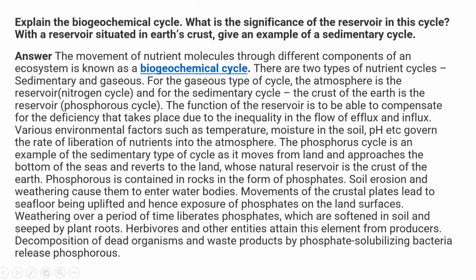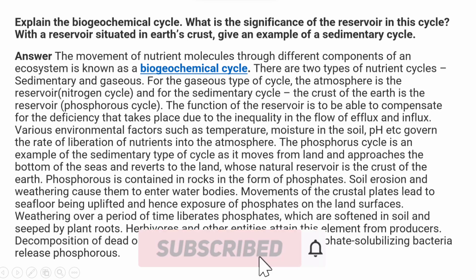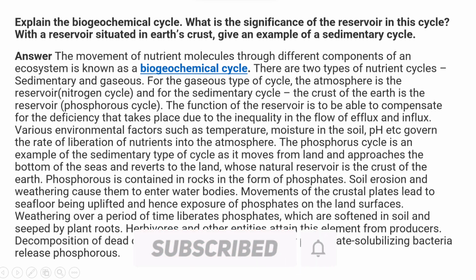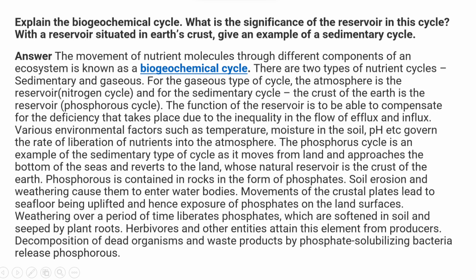Explain the biogeochemical cycle. What is the significance of the reservoir in this cycle? With a reservoir situated in Earth's crust, give an example of a sedimentary cycle. Answer. The movement of nutrient molecules through different components of an ecosystem is known as a biogeochemical cycle. There are 2 types of nutrient cycles, sedimentary and gaseous. For the gaseous type of cycle, the atmosphere is the reservoir, for example the nitrogen cycle, and for the sedimentary cycle, the crust of the earth is the reservoir, for example the phosphorus cycle.